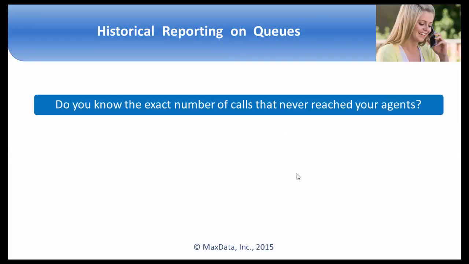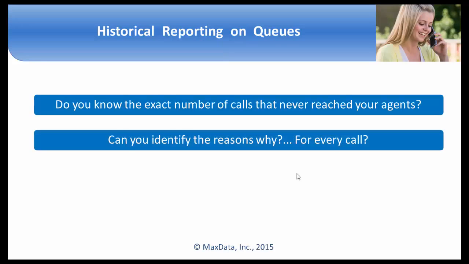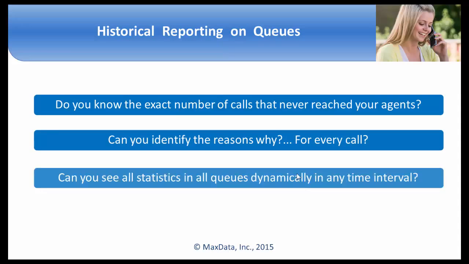The exact number of calls that never reached your agents? Can you identify the reasons why, for every call if needed? Can you see all statistics on virtual and ACD queues dynamically in any time interval?